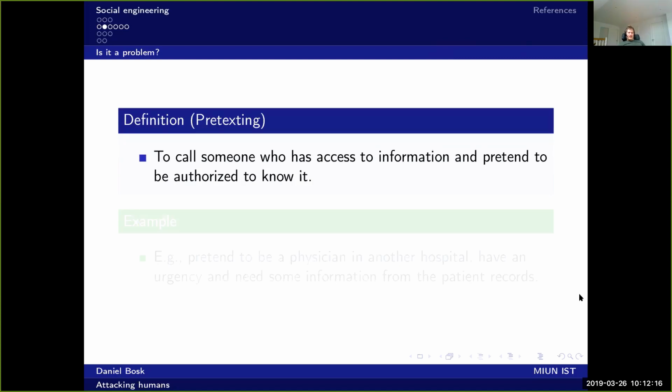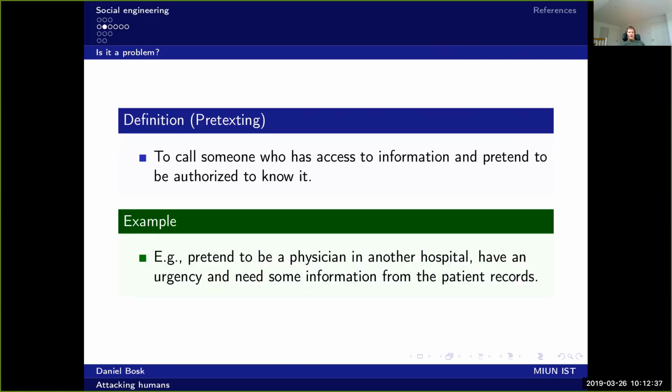So, for instance, there are a few examples. One subpart of social engineering is called pretexting. And that's to call someone who has access to some information that you're interested in and pretend to be someone authorized to know it. So, for instance, you pretend to be a physician in another hospital, and there is an urgency with one patient, so he needs some information from the patient records.